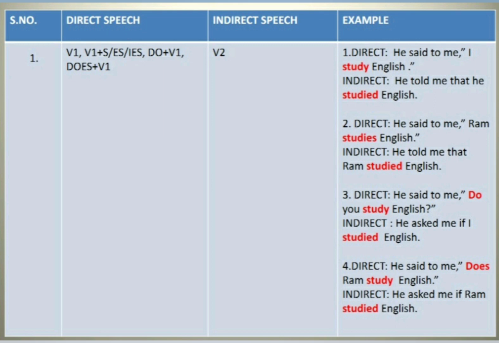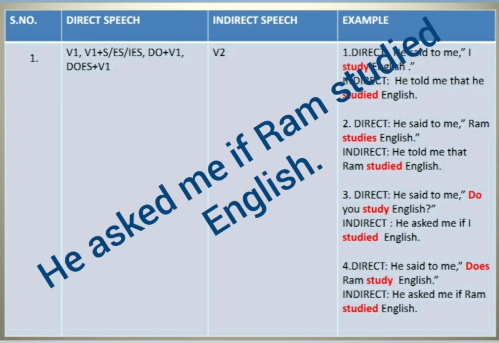Here he said to me, "Does Ram study English?" So here the verb is does plus study. So when we convert into indirect speech, we get, he asked me if Ram studied English.